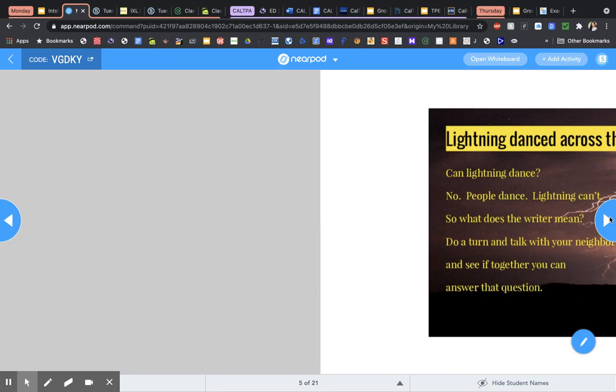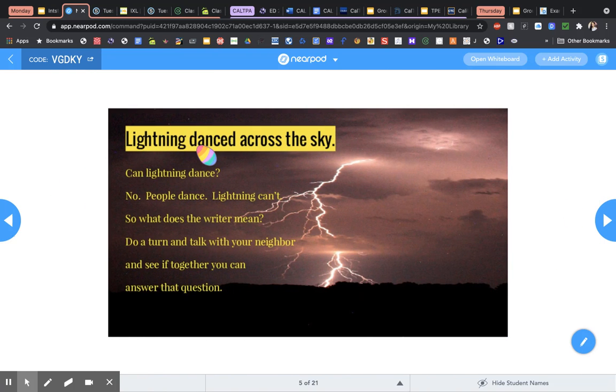Now, if we look at the next slide here, lightning danced across the sky, right? That's the one we just read. Can lightning actually dance like a human does? No, but people dance. Lightning can't. So when we say lightning danced across the sky, what does that really mean? What is the writer talking about? Pause and think about that for a second.